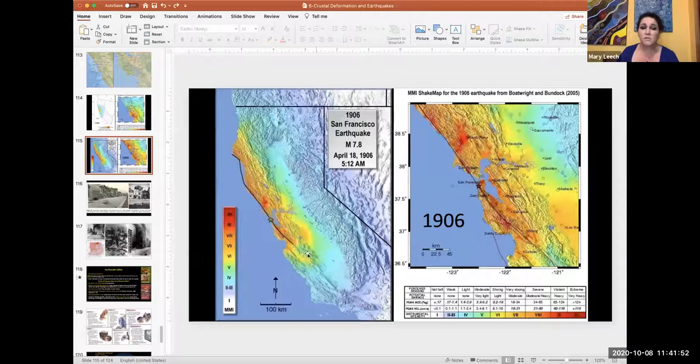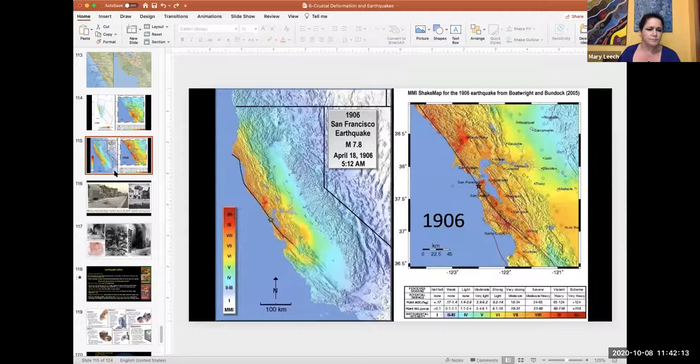So 1906, again, it was pretty violent. There was quite violent shaking. So this would have knocked houses off their foundations, knocked over brick buildings, knocked over brick chimneys, all in around here.